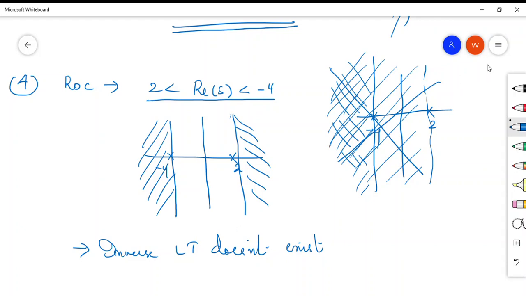So this is how the inverse Laplace transform will vary with respect to the region of convergence. For different regions of convergence, you can see this particular inverse Laplace transform is different. So that's why we always say that when you perform the Laplace transform of a particular signal, you always have to write the ROC along with the transform. Otherwise you will not be able to identify the correct time domain representation of the signal.